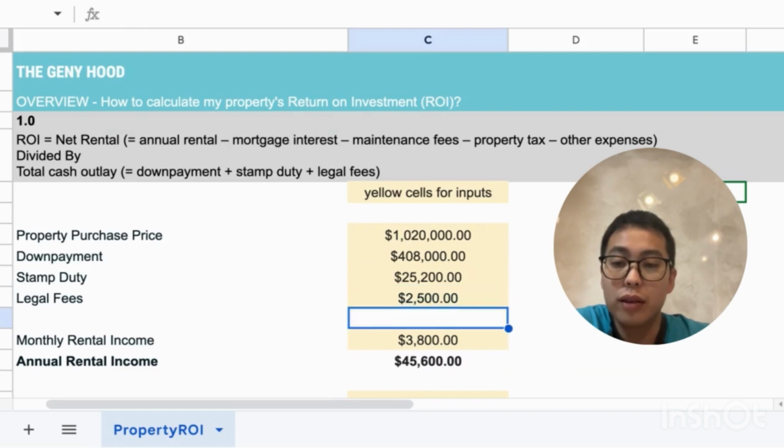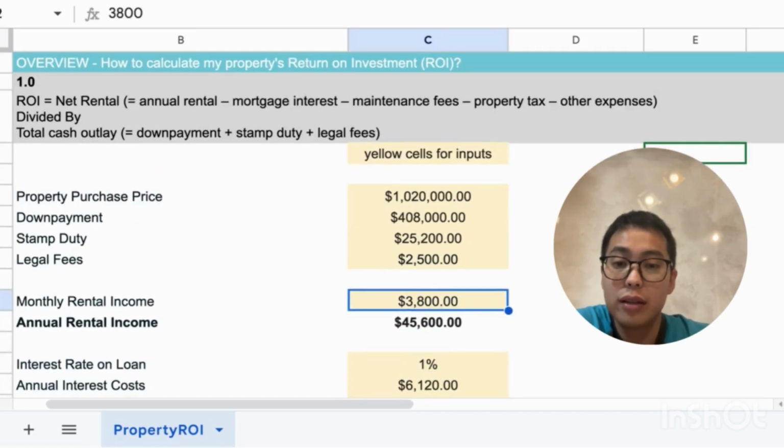So if you manage to find a tenant willing to pay 3,800 monthly, after 1 year, you see the formula there. So you get 45,600.